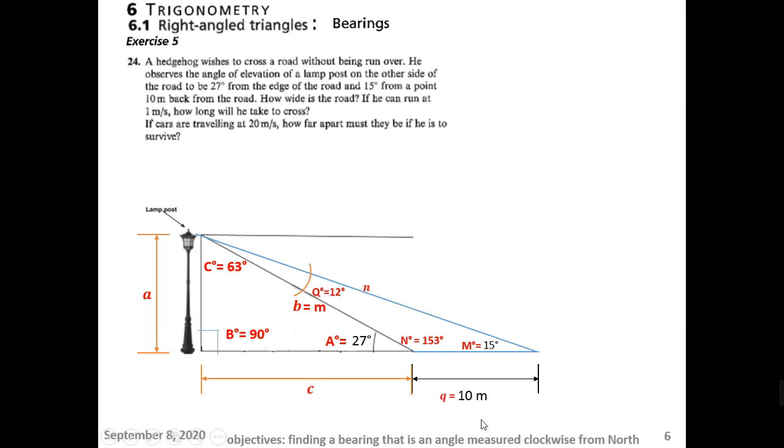Now that we identified everything on this diagram, I will leave this question for you to apply the sine and cosine rule on it, and I'm going to solve it in details for you in the next video.